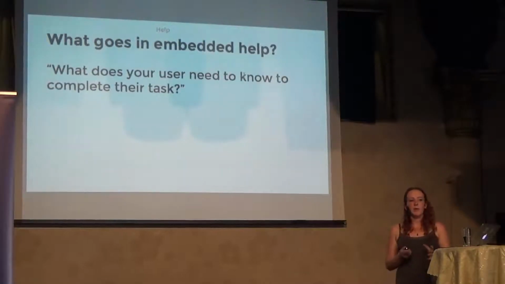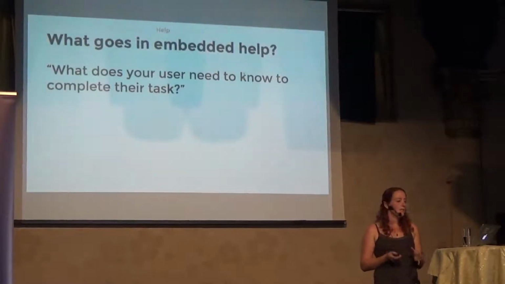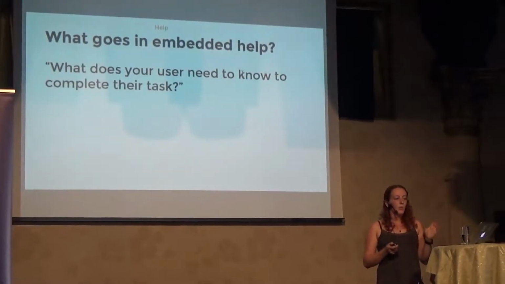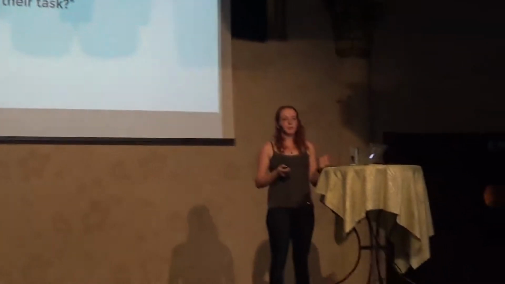So let's start with what goes in embedded help, and I think it's effectively the answer to this question. What does your user need to know to complete their task? You have to find out what information would be blocking them and put that in the user interface.